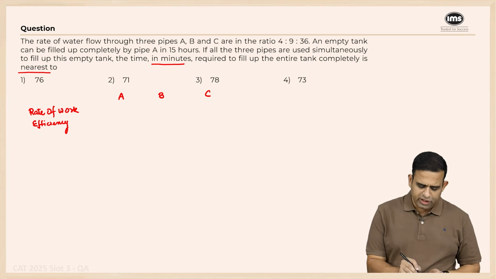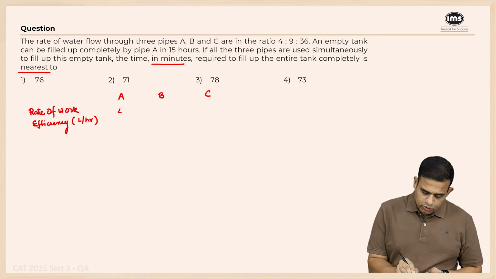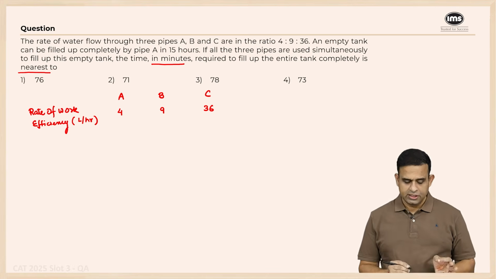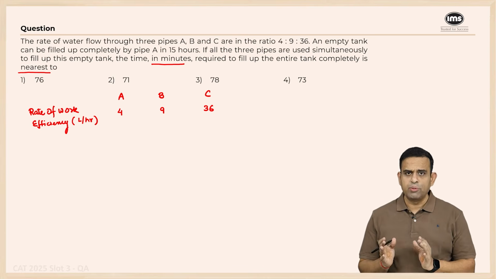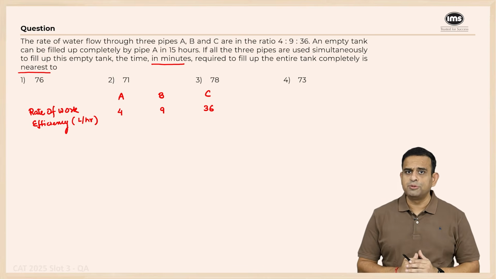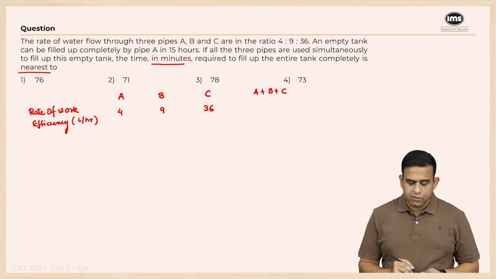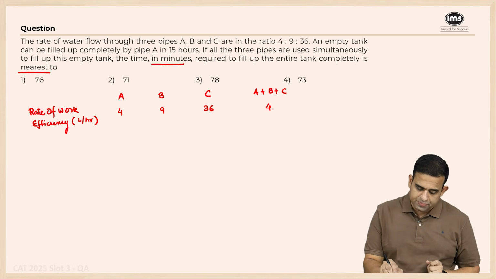Suppose I assume the rate of work is in liters per hour. So pipe A can fill 4 liters in an hour. So 4 for A, for B it is 9, for C it happens to be 36. This is basically what is known to us. If pipe A can fill 4 liters in an hour, pipe B will fill 9, and pipe C will fill 36. And ultimately, they have asked what time will be taken by all the three pipes put together. So the combined efficiency of A, B and C will be 4 plus 9 plus 36, giving you nothing but 49.